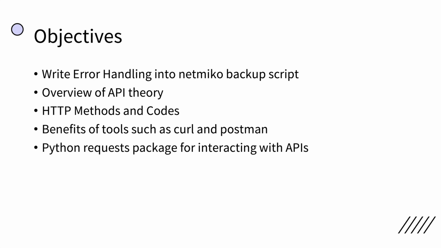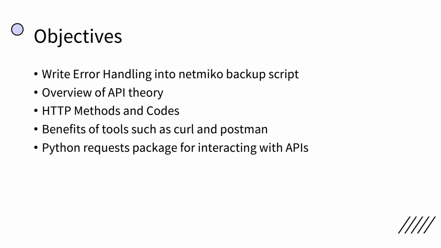Our objectives for this module are going to be to write error handling into our NetMiko backup script. We're going to be covering an overview of API theory as well as the HTTP protocol, how we use that and some of its built-in methods and codes to interact with our network controller through a web interface and application that has an exposed API. And so we're going to be making API calls to that. And then we've got a few test cases out there on the internet we're going to take a look at.